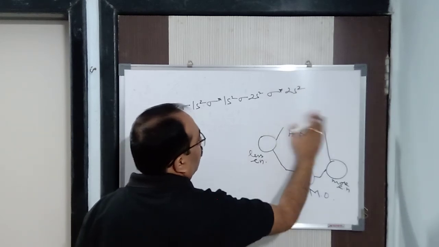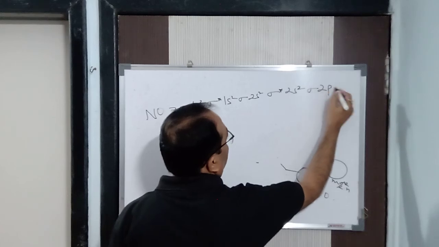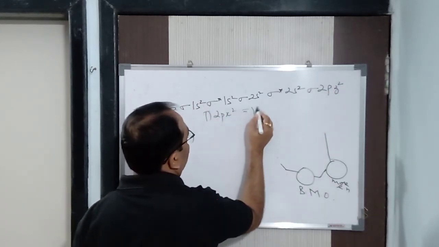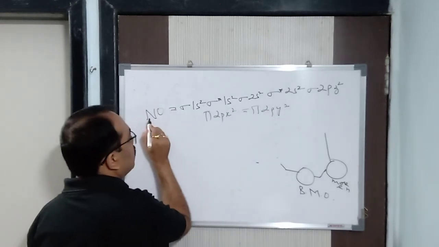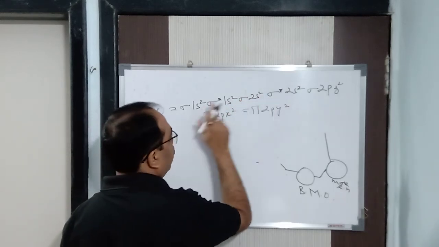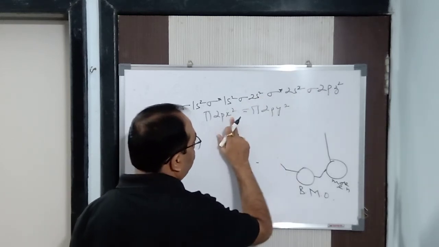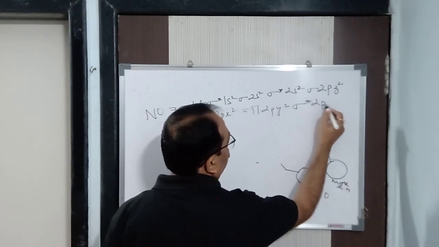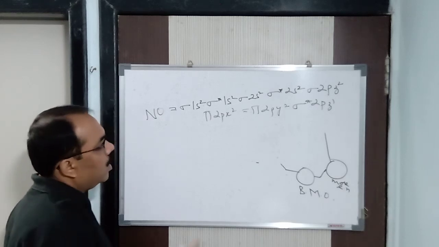Clear? After that, we will come to sigma 2p z2, then pi 2p x2 equal to pi 2p y2. Let us count it and see how much I got. It should be how much? Nitrogen is 7, oxygen is 8, atomic number, isn't it? 15 it should be. So here also it should be 15 electrons. 2 plus 2, 4, 4 plus 2, 6, 6 plus 2, 8, 8 plus 2, 10, 12, 14. Then after that, sigma star 2p z1. In this way I wrote it in this order.